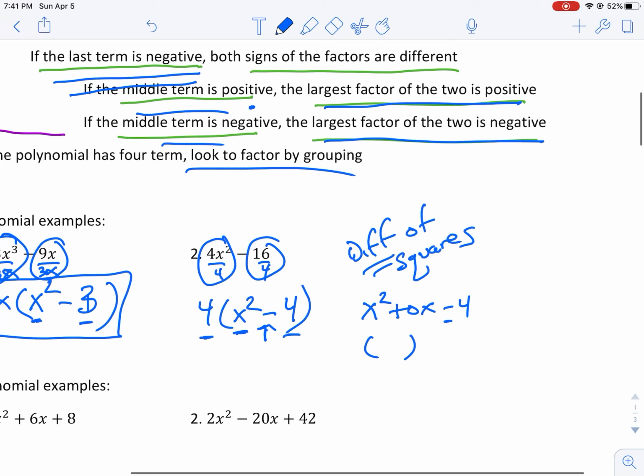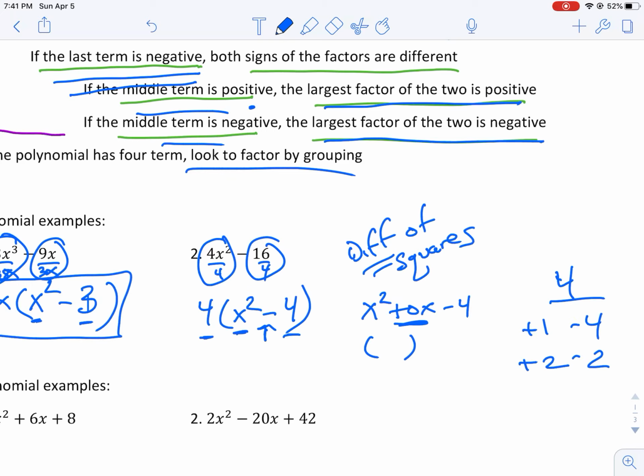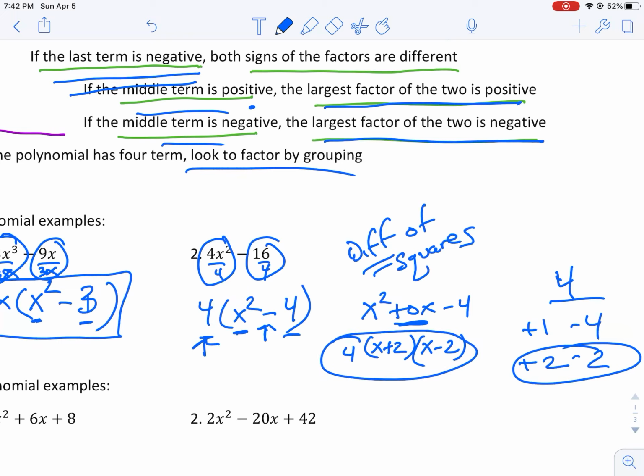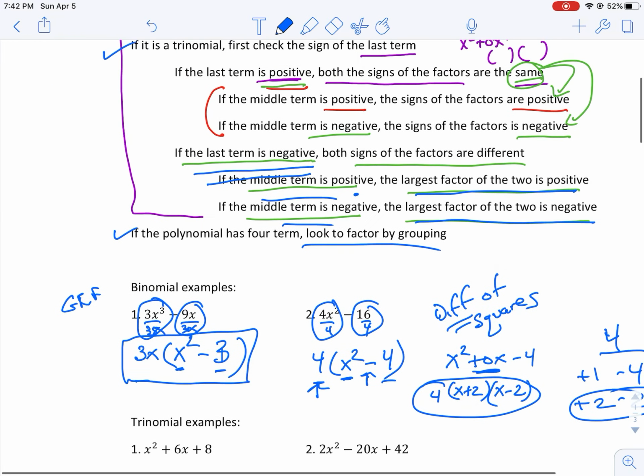All right. And so let me get some room here. We got a 4. Clean up a little bit. We have a 4. That's 1 and 4, 2 and 2. And both the terms have to add to 0. So one's a positive, one's a negative. So I have x plus 2, x minus 2. So don't forget that 4 for the greatest common factor, because that's part of the answer. And there's your final answer.